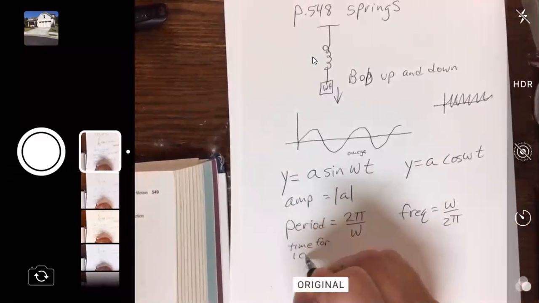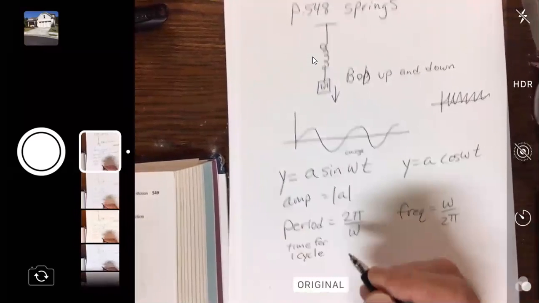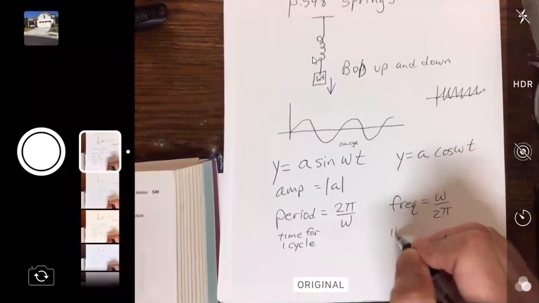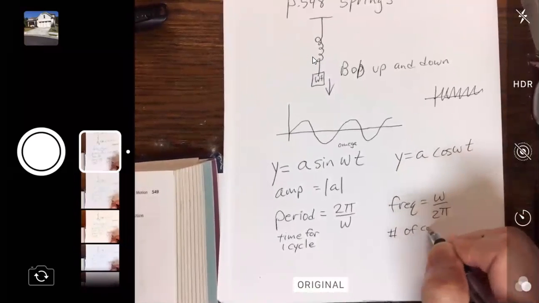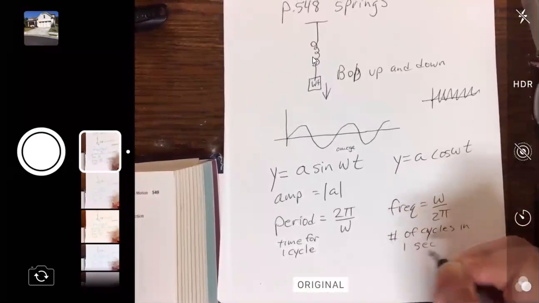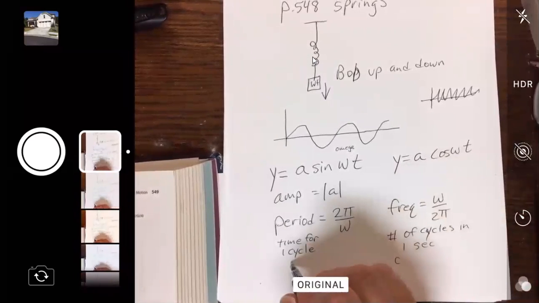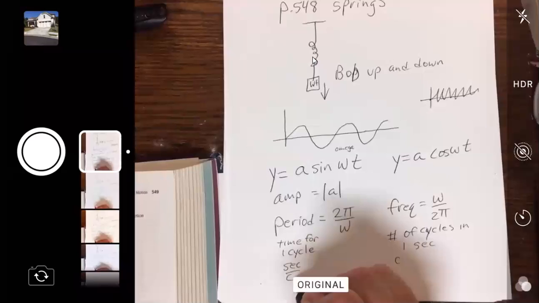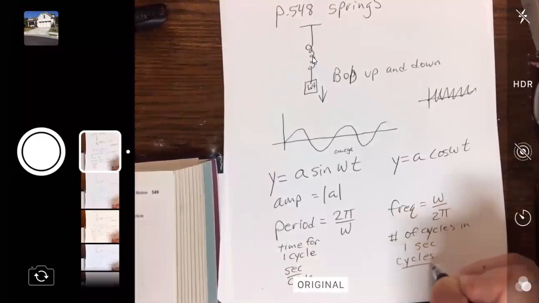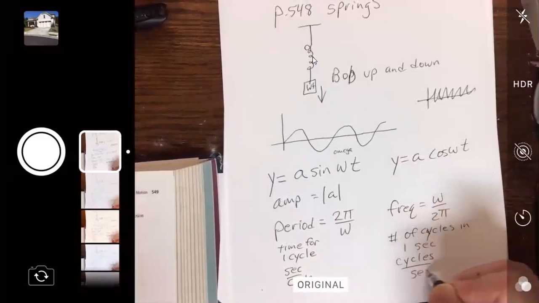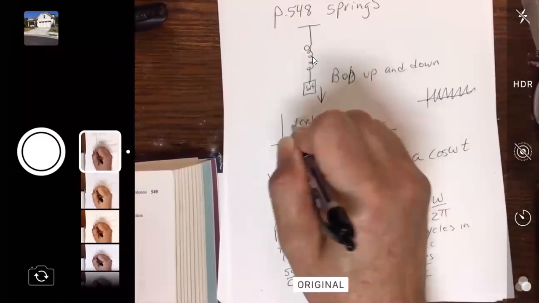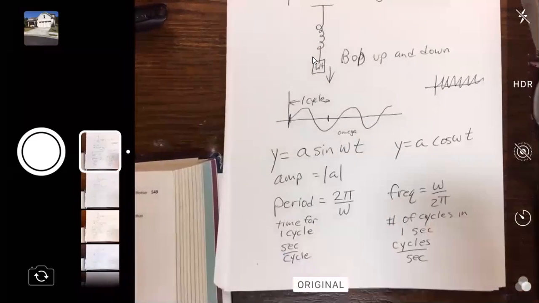Period is time for one cycle. And frequency is the number of cycles in 1 unit of time, really in 1 second. So it's like cycles per second. The period is like seconds per cycle, and frequency is cycles per second. It's like miles per gallon versus gallons per mile.